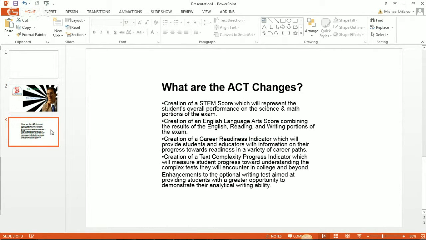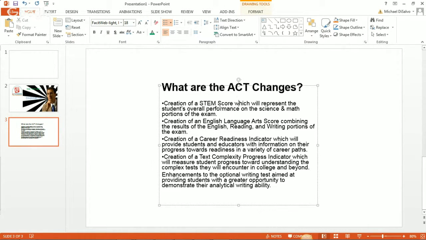So what are those ACT changes? First, there's the creation of a STEM score, which will represent the student's overall performance on the science and math portions of the exam. Of course, a lot of high demand jobs right now are in the STEM field: science, technology, education. There's also the creation of the English language arts score, combining results of English, reading and writing. There's a creation of a career readiness indicator, which will provide information on the progress toward readiness in a variety of careers. And there's a creation of a text complexity progress indicator, which will measure students' progress toward understanding the complex texts they will encounter in college and beyond.